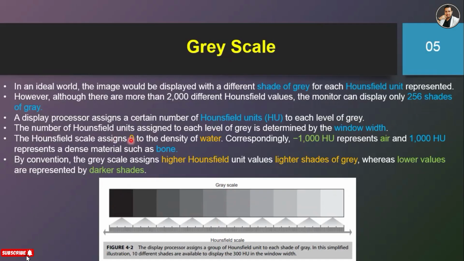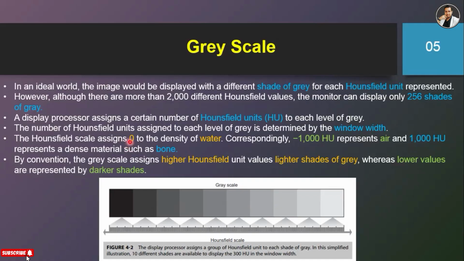The Hounsfield unit of water is 0, the density of water. The Hounsfield unit of air is minus 1000. The Hounsfield unit of bone is plus 1000. So, the gray scale is from minus 1000 to plus 1000. This is the scale of the Hounsfield unit.